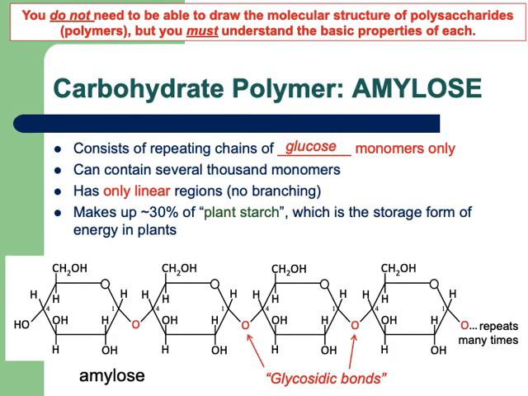Now we're going to discuss our carbohydrate polymers. Remember, polymer means many monomers bound together. And the first one we're going to talk about is amylose. It consists of repeating chains of glucose monomers only, and it can contain several thousand monomers of glucose. It has only linear regions, so there's no branching going on. It's all one after the other in a linear format. It makes up approximately 30% of plant starch, which is the storage form of energy in plants. So as you can see here, there are glycosidic bonds between the two glucose molecules.